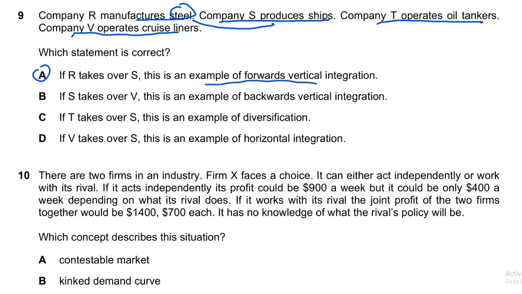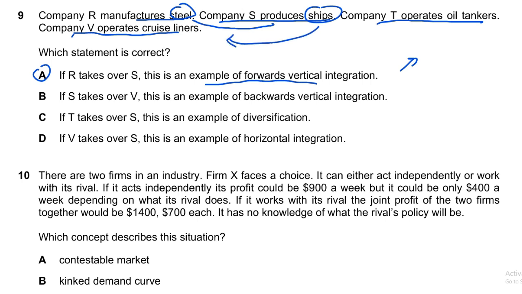So this is the correct answer because steel is used as a raw material for making chips. So we are moving to the next level, the next stage of production. And when we move to the forward stage of production, that is called forward vertical integration, right? If we move back, that would be backward vertical integration.